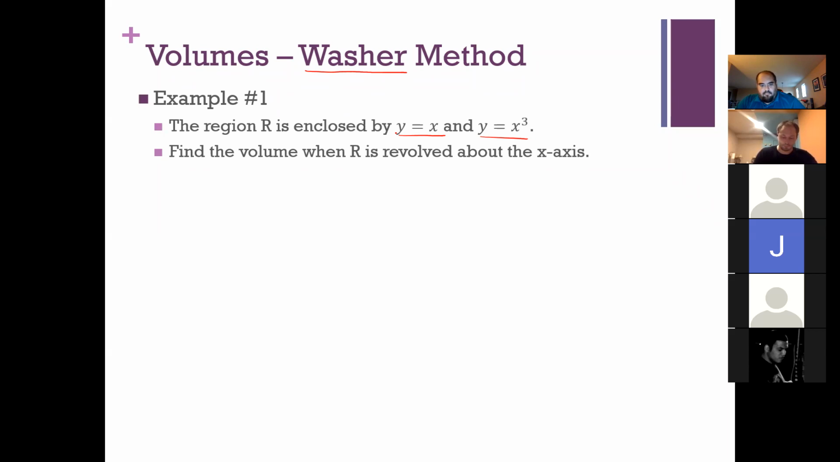I think I know why they call it washer. Yeah, if you're sketching this correctly, it should become pretty clear why it's washer instead of disc this time. All right, let's start drawing this thing out, and focus on the first quadrant.